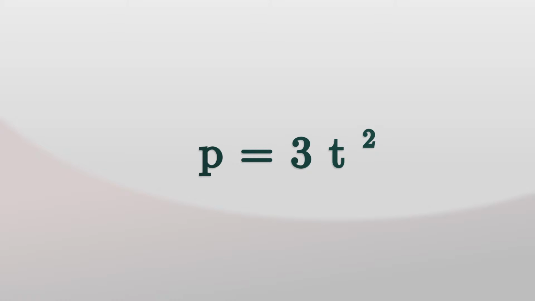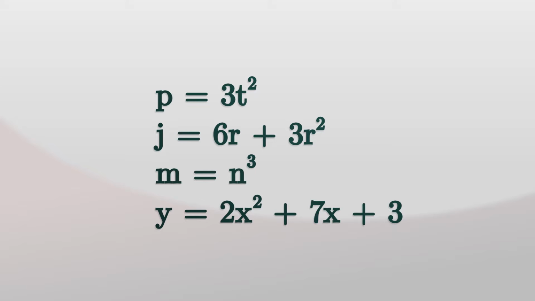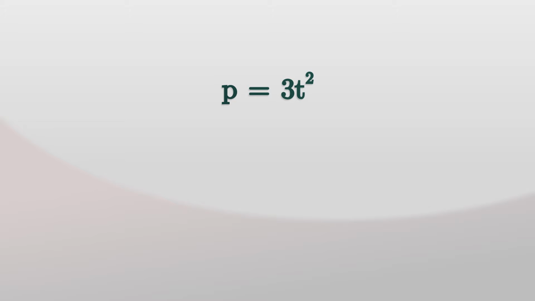P equals 3t squared is a polynomial. Here are some examples of polynomials. They have two different letters, one letter on its own on one side of the equation, and all the terms on the other side have the other letter, or just a number. The terms on the other side can have a number in front of the letter, and they can also have any integer power.